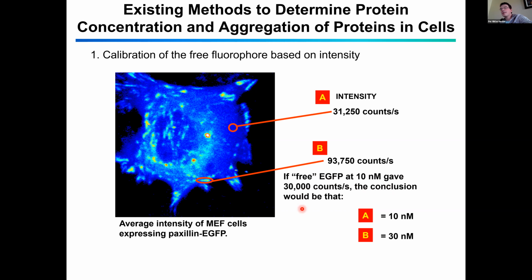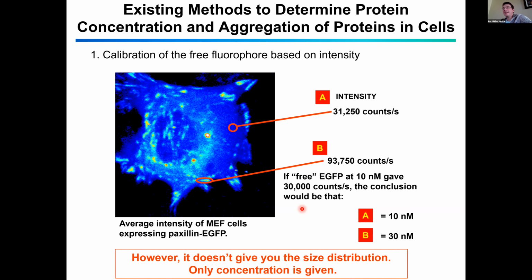second. So if you then go to the cell and you have two regions A and B, in one region you have 30 kilocounts per second, and in another one you have maybe 90 kilocounts per second, you would conclude that in region A you have 10 nanomolar, and region B you have 3 times, so 30 nanomolar of that fluorescently labeled molecule. And this is fine, but it doesn't give you the size distribution. It doesn't tell you in which form the molecules exist. Are they all monomers, or are they dimers, or are they assembled into even larger complexes?